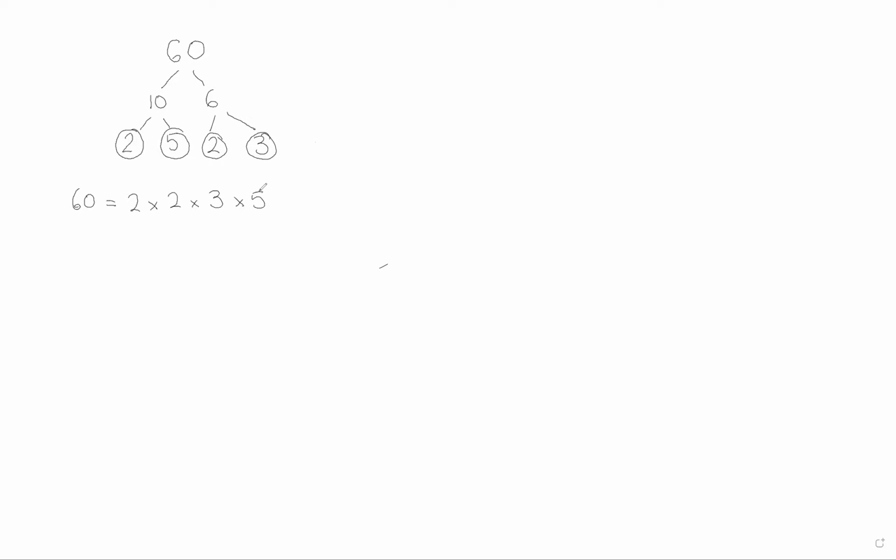Now, you might have wanted to do your tree differently. You might have thought, well, 60 is actually 4 times 15. That's fine. You just have to pick any two factors of 60, any pair of numbers that times together to give you 60. And then I do the same thing. 4 is 2 times 2, and 2 is a prime. So I've reached the end of my branch, and 15 is 3 times 5.